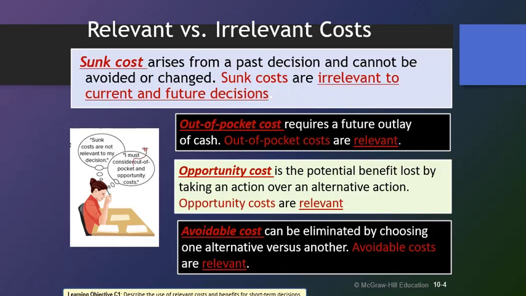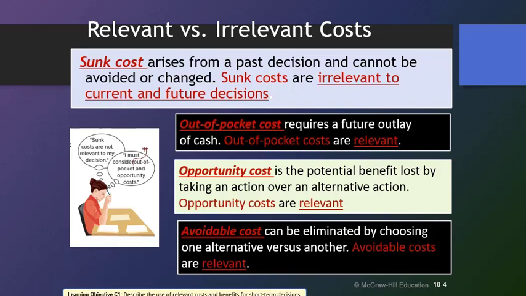All right, so when we are looking at relevant and irrelevant cost, we've got to be able to categorize and identify types of cost, okay? One type of cost that is irrelevant is a sunk cost. Sunk costs arise from a past decision, and they cannot be avoided or changed. For that reason, they are irrelevant to future decision making, okay?